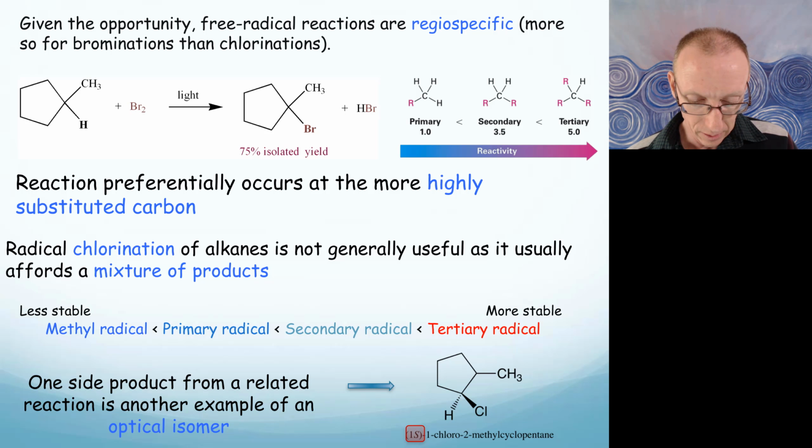A side product of this is that we can sometimes get optical isomers out of these reactions, depending on which of the hydrogens from a molecule are replaced with a halogen. So if we halogenate this particular compound, then we'll end up with a new chiral center, and that can be either S or R.